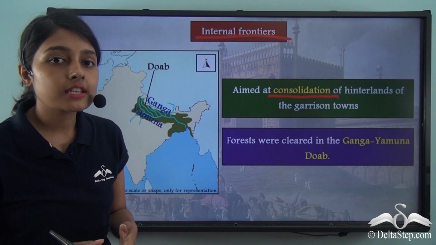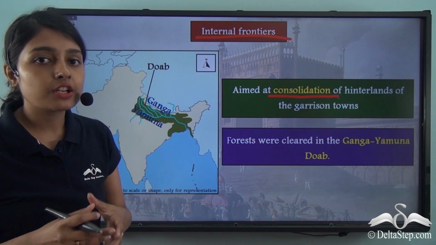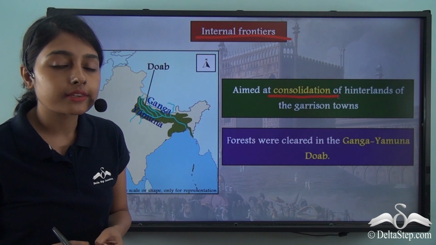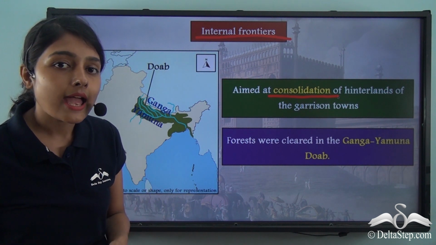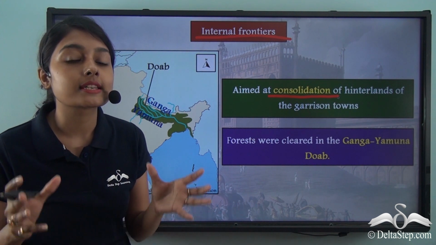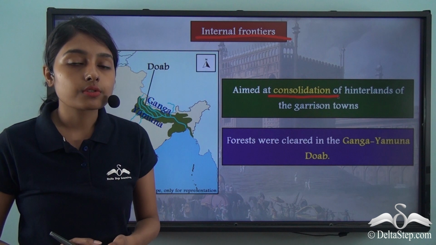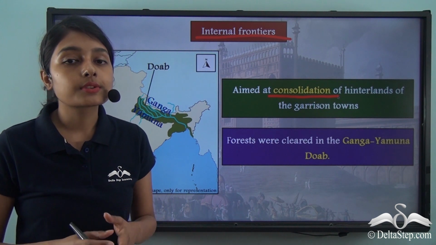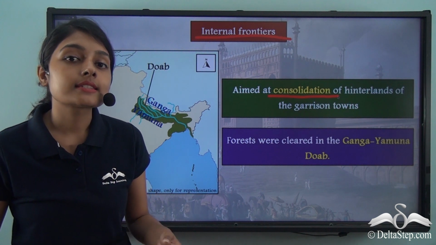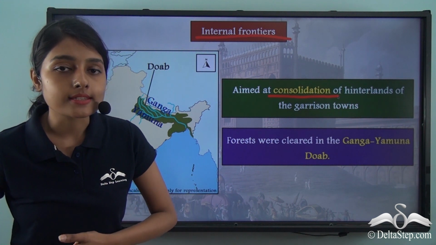But now in this series of campaigns under internal frontiers, the sultans aimed at bringing together all the garrison towns and their adjacent hinterlands. Now under which ruler did this internal expansion take place in a manifold way? It was during the rule of Ghiyasuddin Balban of the Mamluk slave dynasty that this internal expansion took place.